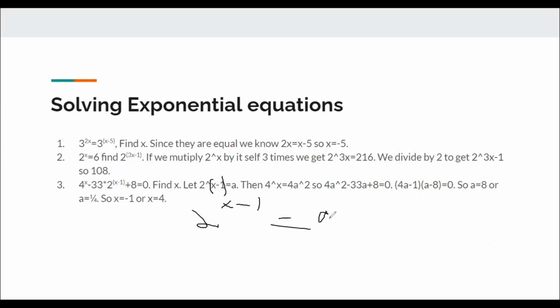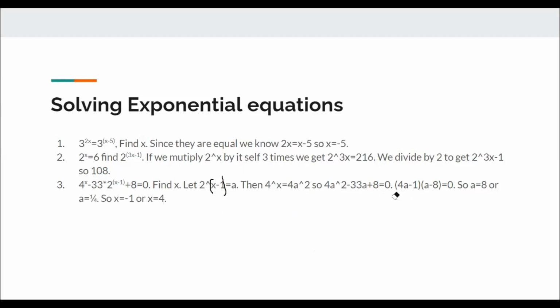If you set this equal to a, then this is going to become 4a squared, because a squared is 2 to the power 2x minus 2, which is just 4 to the power x, divided by 4. So the quadratic simply becomes 4a squared minus 33a plus 8 is equal to 0. And you want to find a.